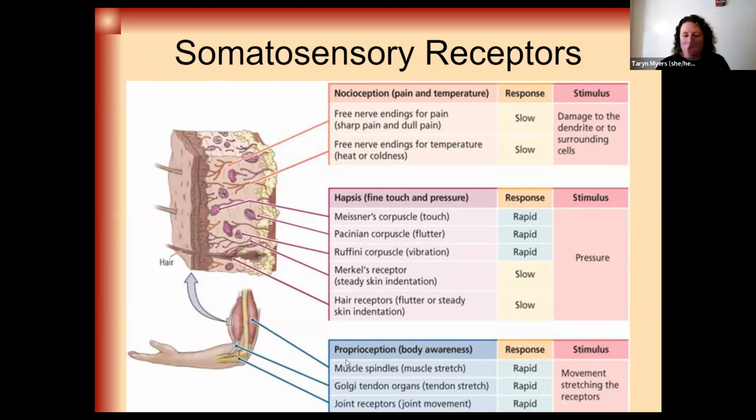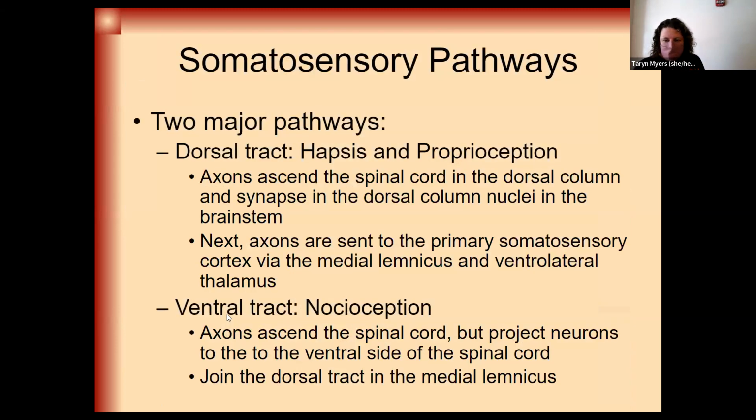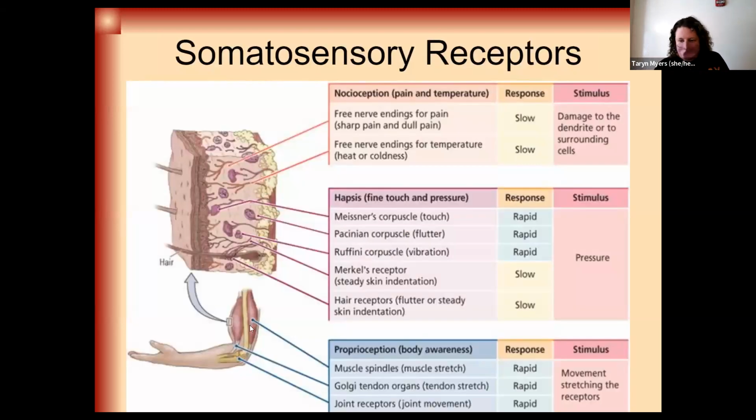And then proprioception, or that bodily awareness. We've got muscle spindles, where the muscles stretch. We've got Golgi tendon organs. We can tell the tendons to stretch. And we have joint receptors, the movements of our joints. These are all very rapid, and it's movement stretching the receptors. And so this movement might be caused by us, by our brain telling our muscles and our joints and our tendons to move, but it could also be caused by something we don't.